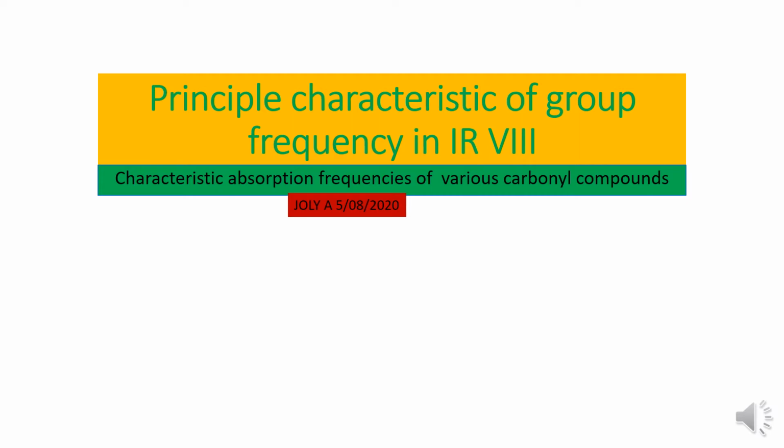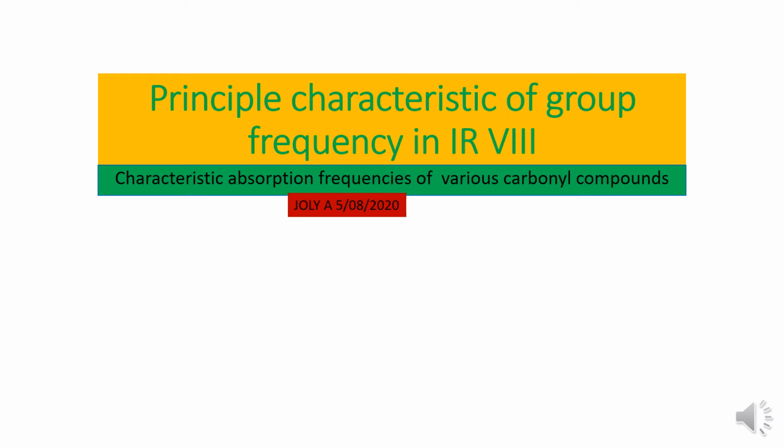We are discussing today principal characteristic group frequencies. This is the continuation of previous classes. In this class we have to discuss the characteristic absorption frequencies of various carbonyl compounds. In earlier classes we have discussed the factors which influence the absorption frequencies of carbonyl compounds. Here we have to discuss the different types of characteristic absorption frequencies of carbonyl compounds.